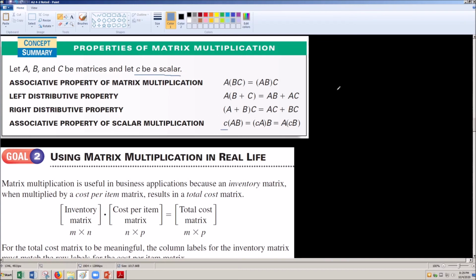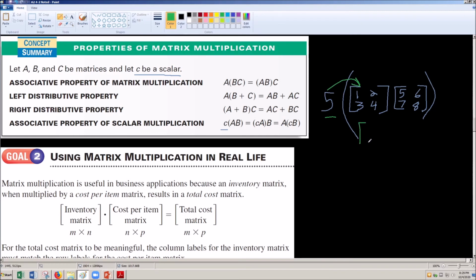So this is like if I said 5 times, and then I had, whatever my A and B matrices are, we'll say matrices 1, 2, 3, 4, and I don't know, 5, 6, 7, 8. So original. So if this were the case, I have one of two options. One is I take the 5 and I multiply it to the first matrix, which would turn it into 5, 10, 15, 20. And then the second matrix just stays the same.